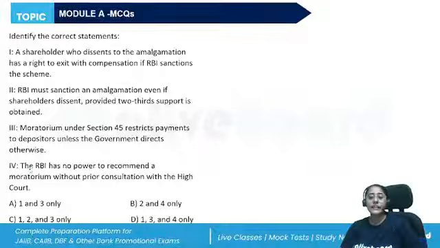So, which of the following statements are correct? The order of amalgamation of the banks can be given by RBI, can be given by the government. Voluntary amalgamation can also be there. The scheme will be prepared by RBI. So, which of the following statements are correct regarding the amalgamation?